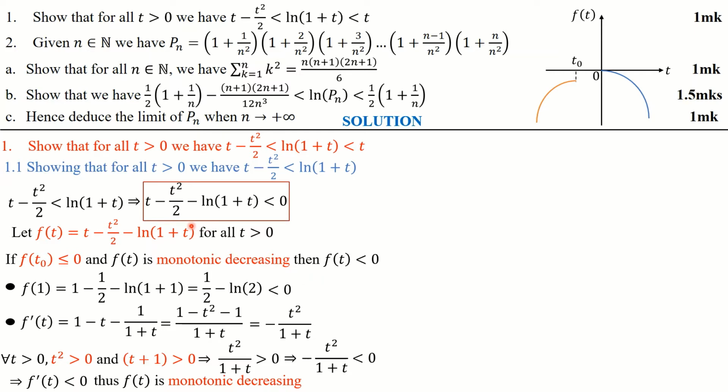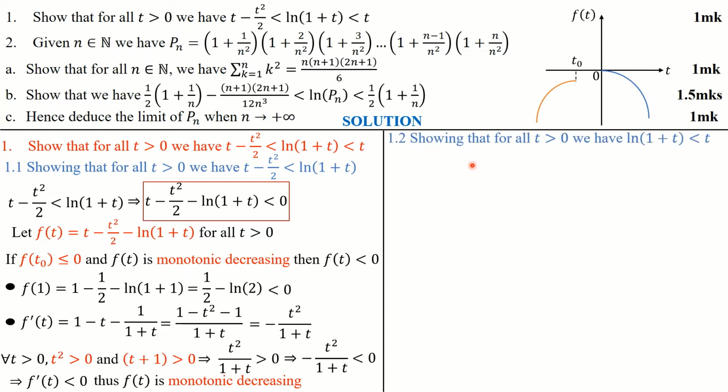And we can conclude that since f of 1 is less than 0 and f of t is monotonic decreasing, then f of t is always less than 0. Since f of t is t minus t squared on 2 minus the ln of 1 plus t, this function will always be less than 0. And we are done with the first part of the inequality. Now we are going to use the same principle to solve the second part of the inequality.